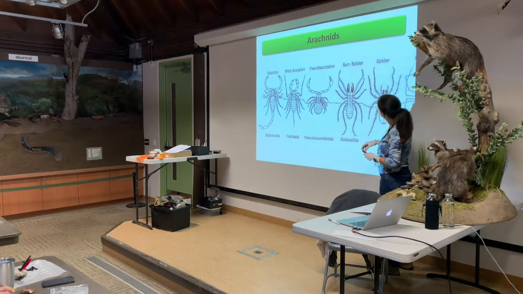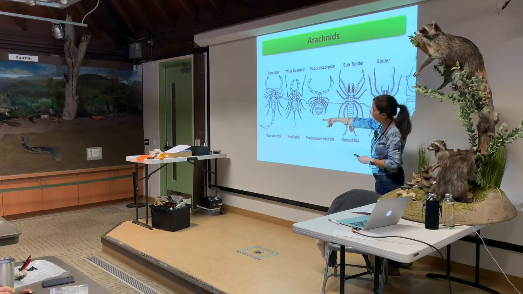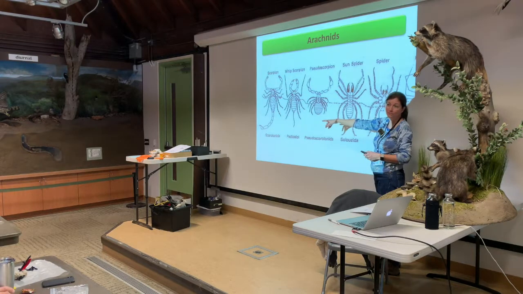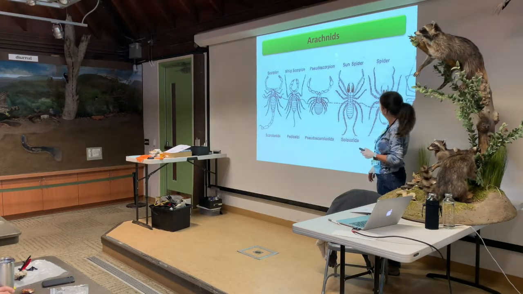So here's a case where for venom, it might be injected from the front or injected from the back, like in the case of the scorpion. But it's being injected, so we get to say venomous.